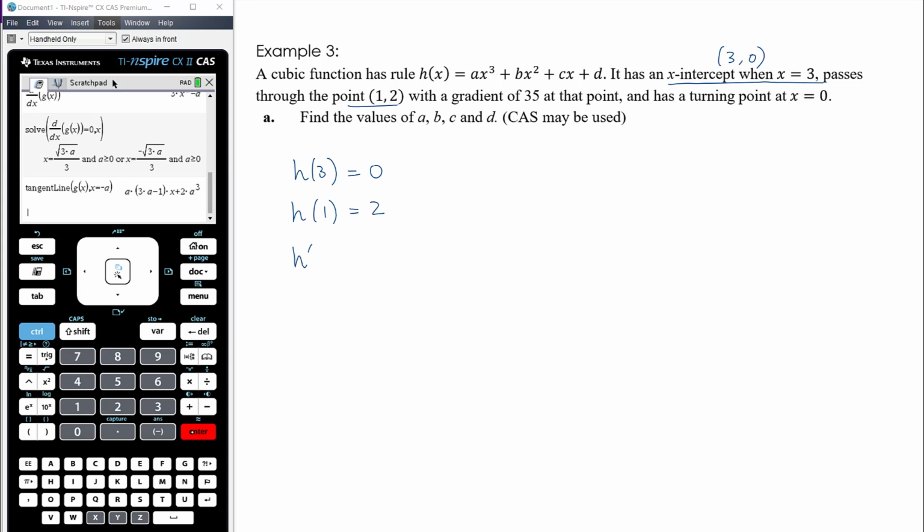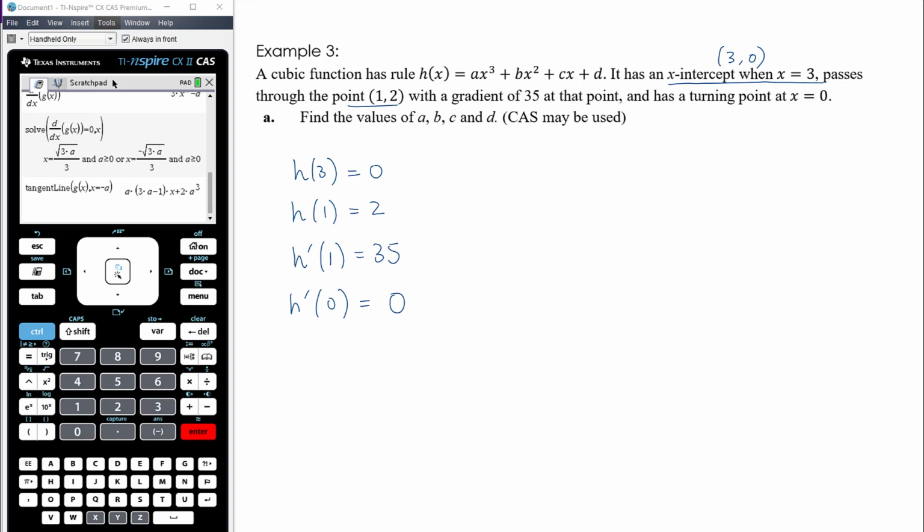So h dash of 1, at x equals 1 the gradient is 35, and it has a turning point at x equals 0. Okay, so again, derivative at x equals 0 is equal to 0. Okay, so there's my 4 simultaneous equations.